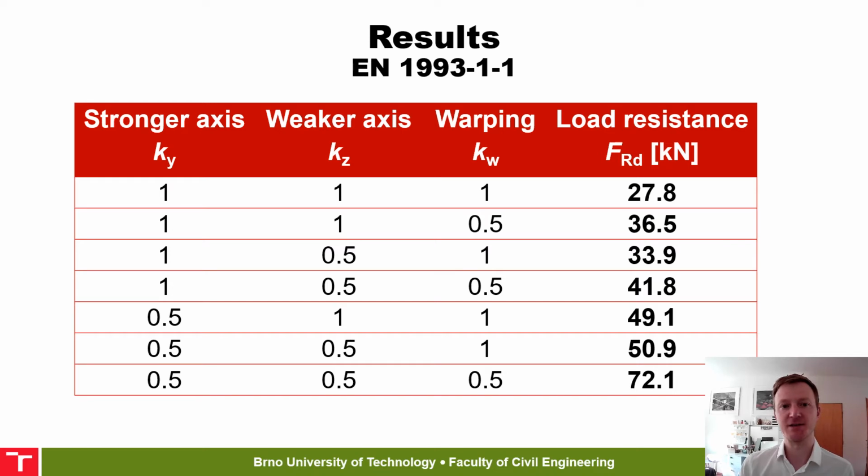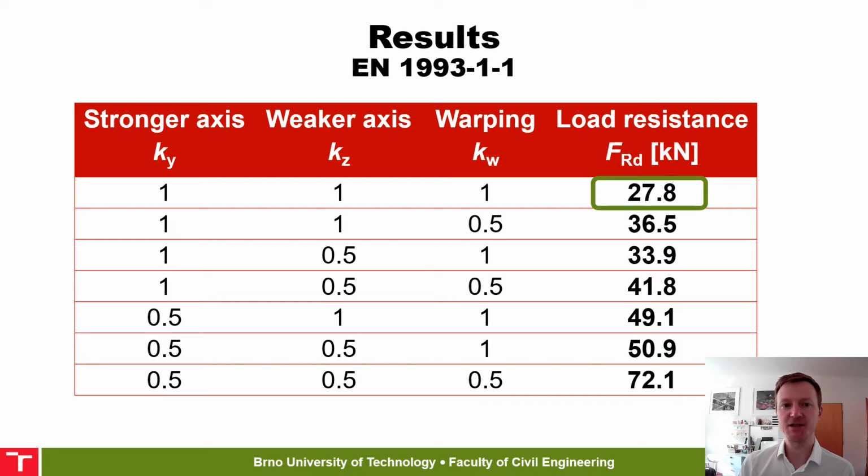Now to the results. When calculating the resistance according to EN 1993-1-1, I am limited to rigid or pinned boundary conditions. For semirigid joints, the formulas for lateral-torsional buckling resistance are not provided. I have listed here all the possibilities with rigid or pinned boundary conditions. A bold engineer could use something in the middle, but most of us are careful and would go for the resistance of about 28 kilonewtons.